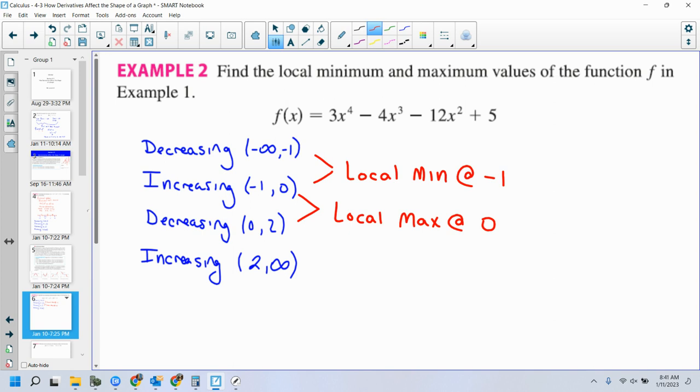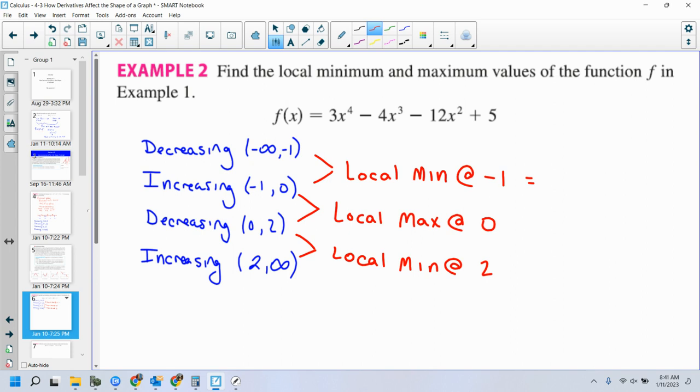And then decreasing from 0 to 2, and at 2 it flips to increasing, I can say that there is a local minimum, because it's decreasing, then increasing at 2. And then you just evaluate what it is, right? I know it's at those values, so let's just evaluate at negative 1.